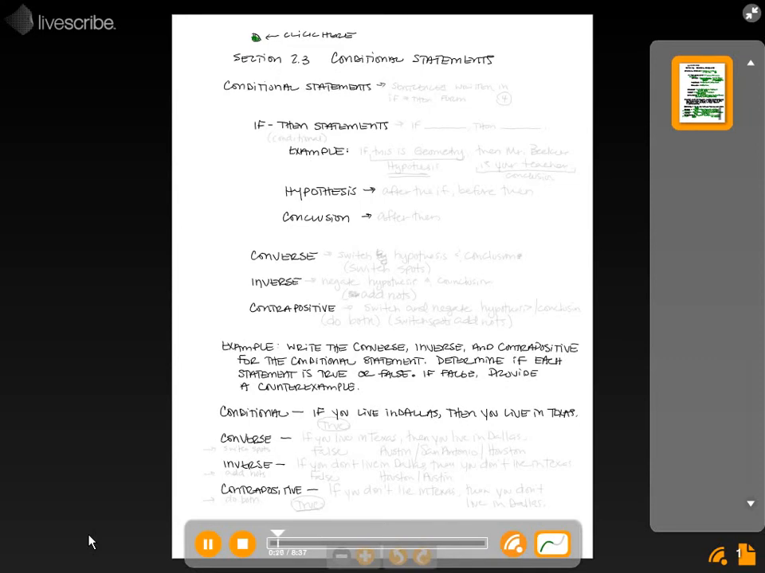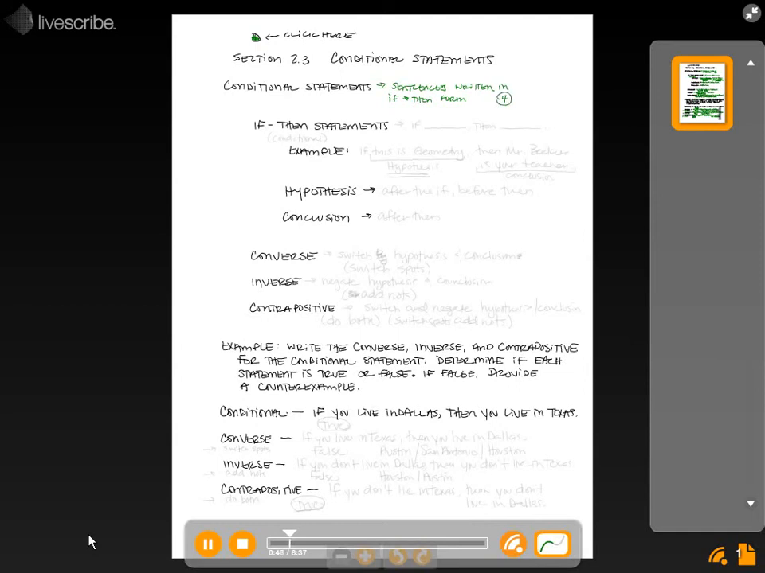And conditional statements are sentences written in if-then form. Okay, and what that means is you would write if something happened, comma, then something else will. That's a conditional statement. And there are 4 different types of those.